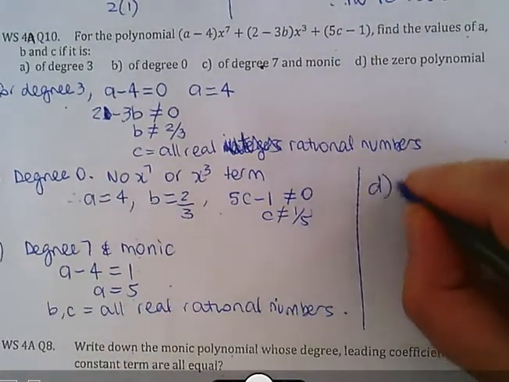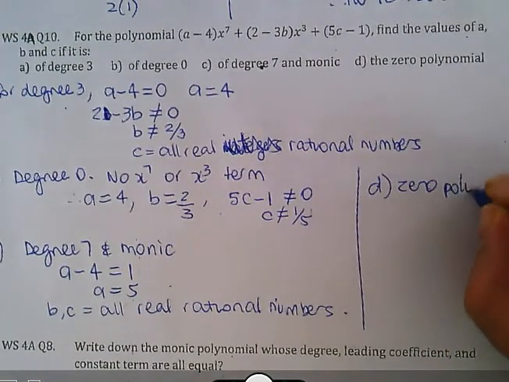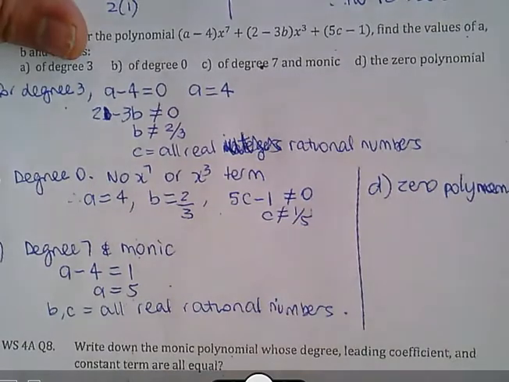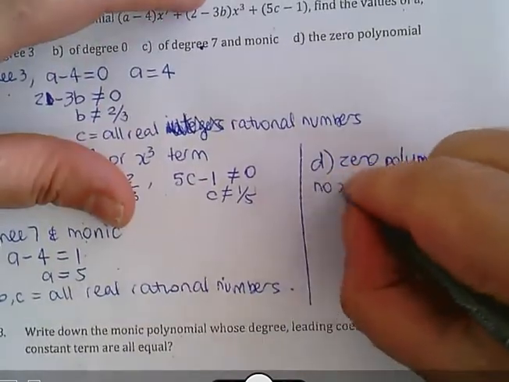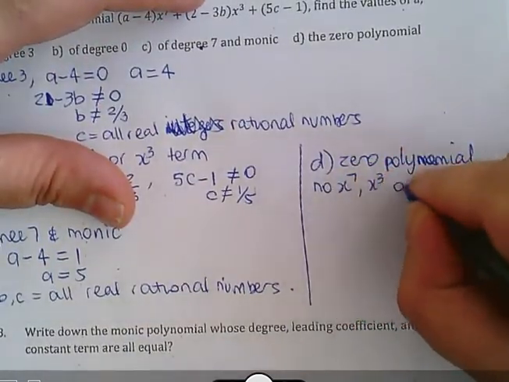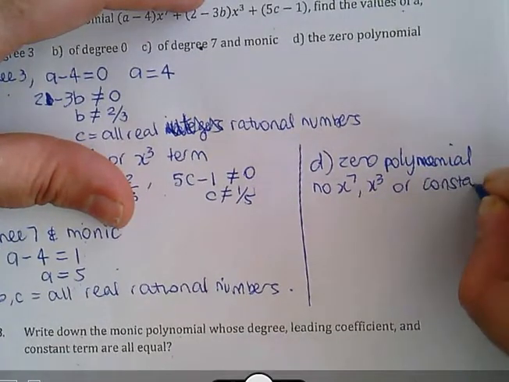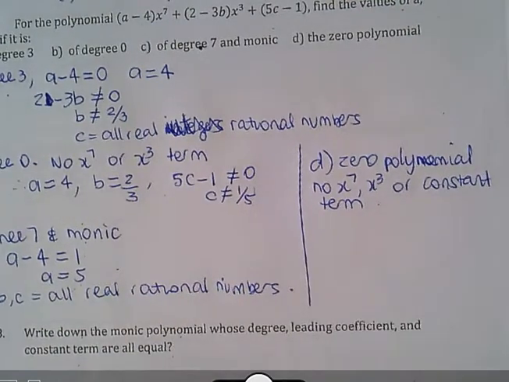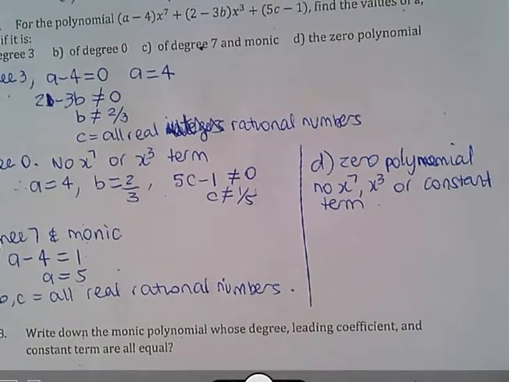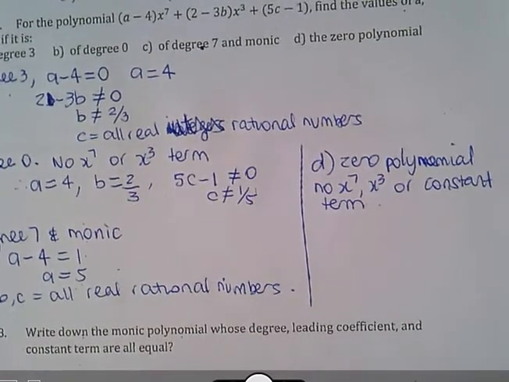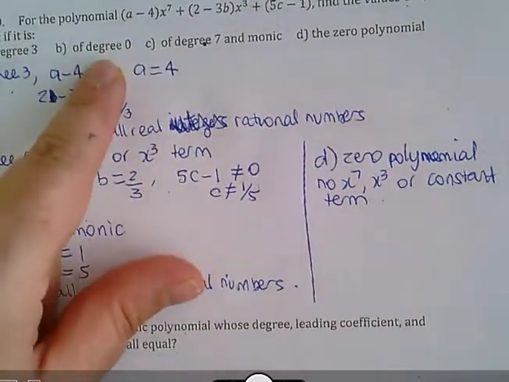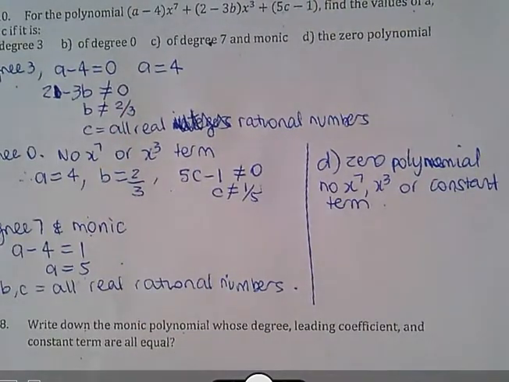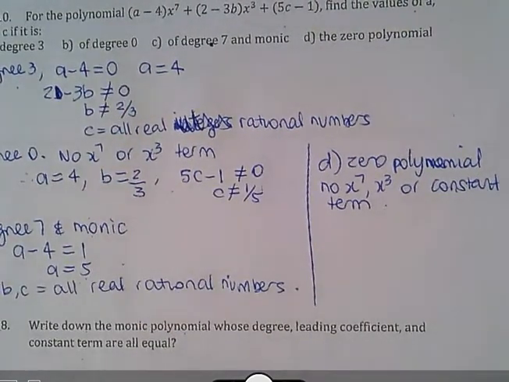Now for D, if you want the 0 polynomial, what does that mean? That there is no x to the 7, x cubed, or constant term. There's nothing. So how does that happen? The 0 polynomial, if you look back at the sheet we did before, is where each coefficient is 0, even the constant term. It's different to degree 0. Degree 0 has a constant term. The 0 polynomial has no terms.